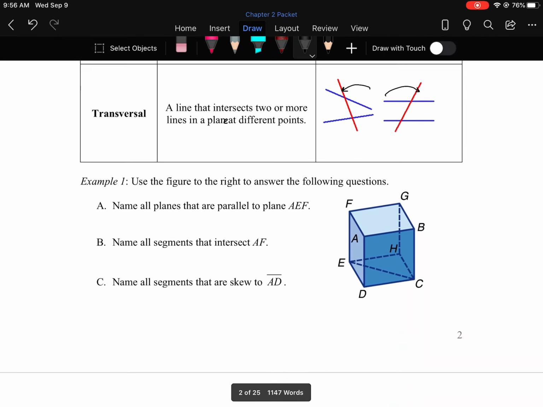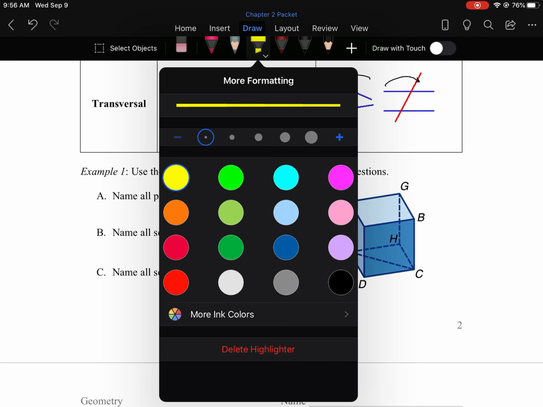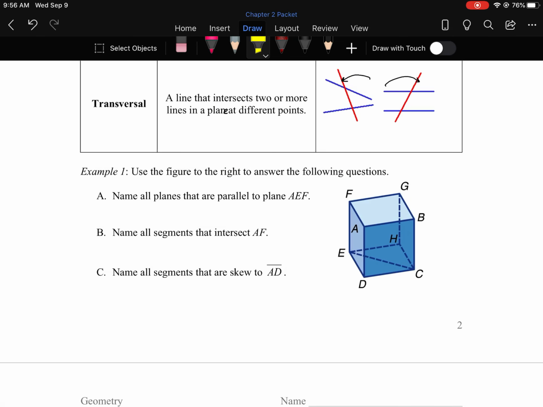All right, so let's take a look at our first example to see some of these words in action. It says, use the figure to the right to answer the following questions. Name all planes that are parallel to AEF. AEF is this plane over here. If we're thinking about this as a box, this is the one that's to the left of the box. So what's going to be parallel to the left side of the box? Well, that's the right side of the box.